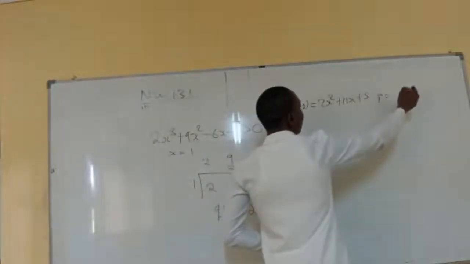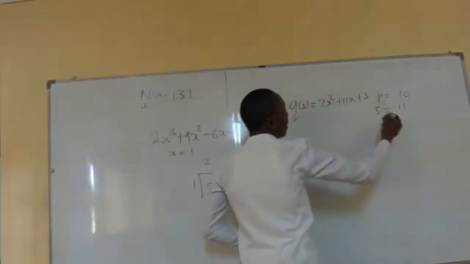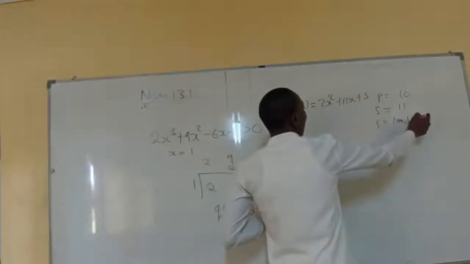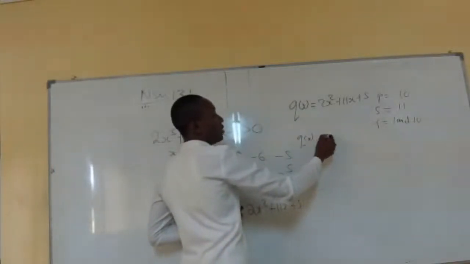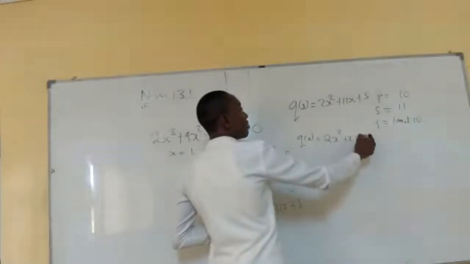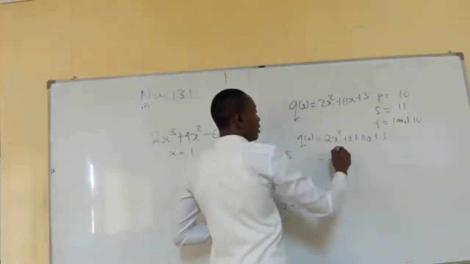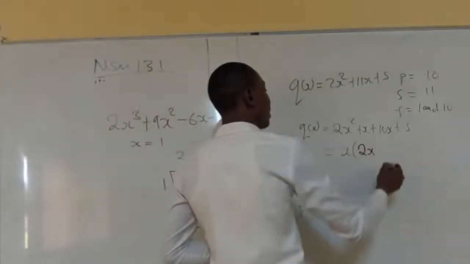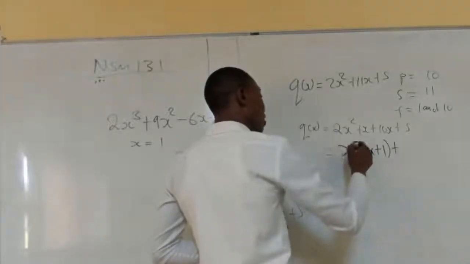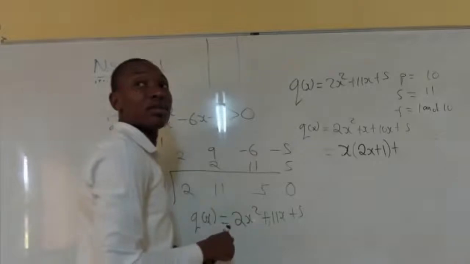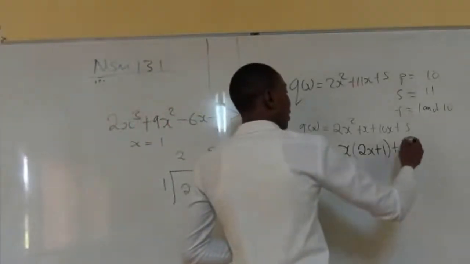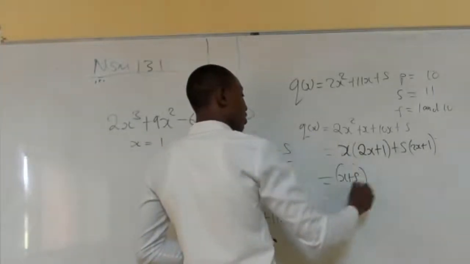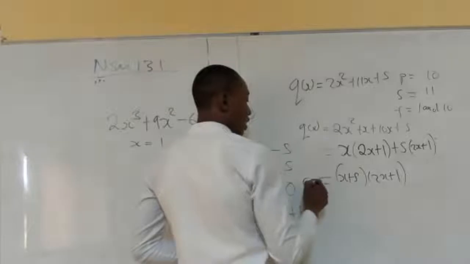The product here is 10. The sum is 11, and the factors we have are 1 and 10. So q(x) is now 2x squared plus x plus 10x plus 5. 2x is common in the first part, so we have x times (2x plus 1), and 5 is common in the second part, so plus 5 times (2x plus 1). We have (x plus 5) and (2x plus 1) as q(x).